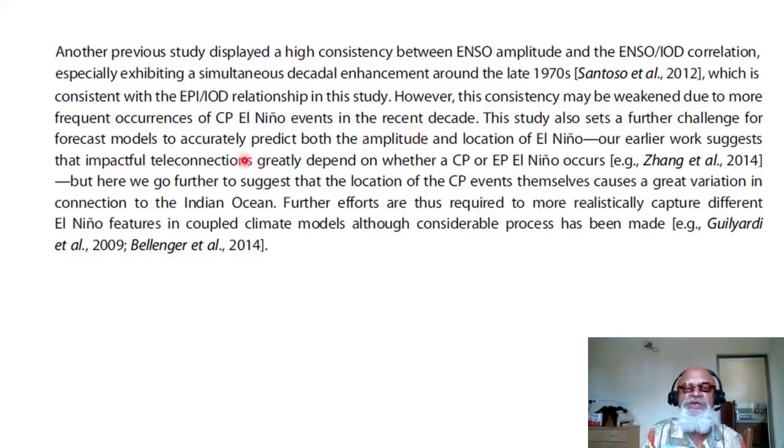The study also sets a further challenge for forecast models to accurately predict both the amplitude and location of El Nino. Our earlier work suggests that impactful teleconnections greatly depend on whether a CP or EP El Nino occurs. But here we go further to suggest that the location of the CP events themselves causes a great variation in the connection to the Indian Ocean. So they are saying CP El Niños are not monolithic, that they also can be more westward extended or situated more eastward. Further efforts are thus required to more realistically capture different El Nino features in coupled climate models, although considerable progress has been made.